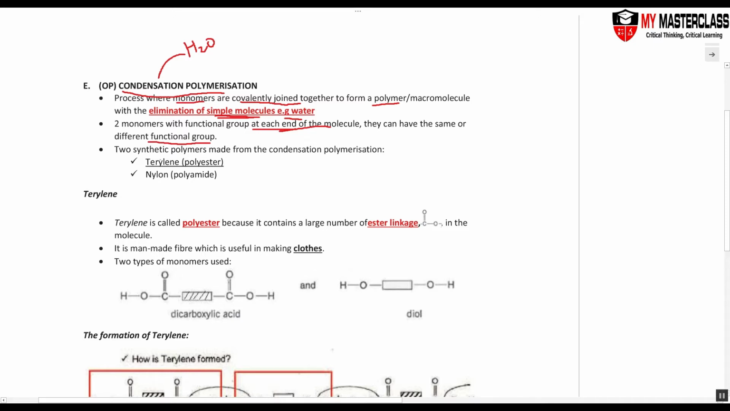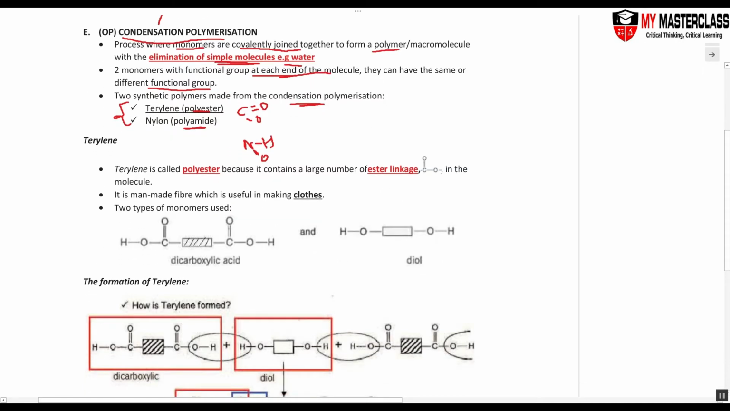usually. Two synthetic polymers made from condensation polymerization. These two are memory work, often they test you. So we have the terylene, which is a polyester. Ester, remember your C double bond O, single bond O, and nylon, which is your polyamide. Nylon polyamide will look something like this. C double bond O, single bond N and H. This one later we will see.